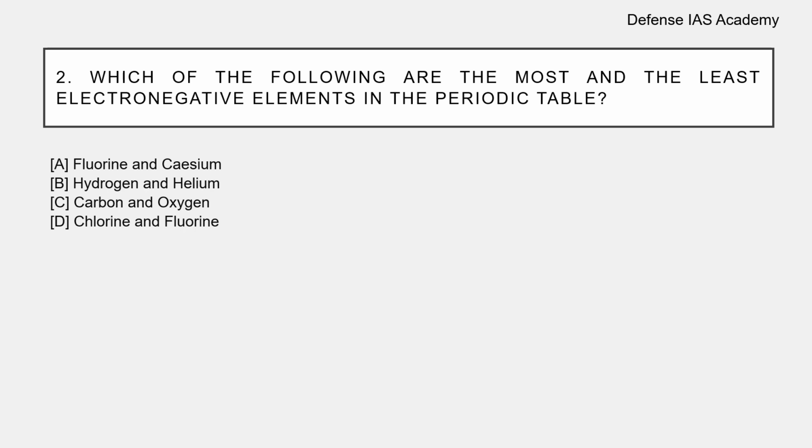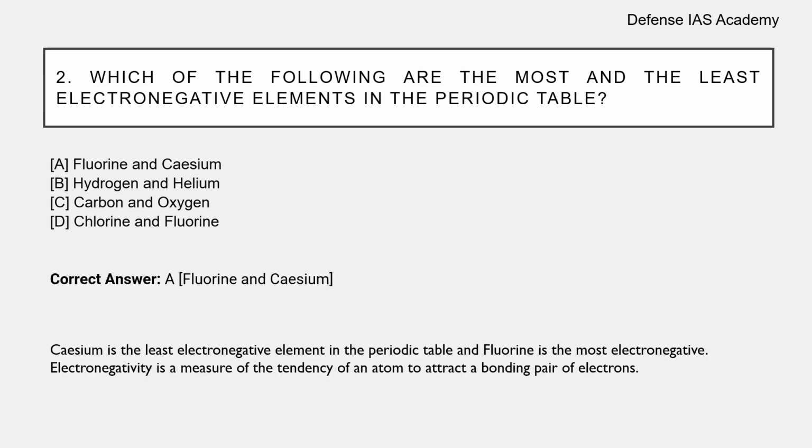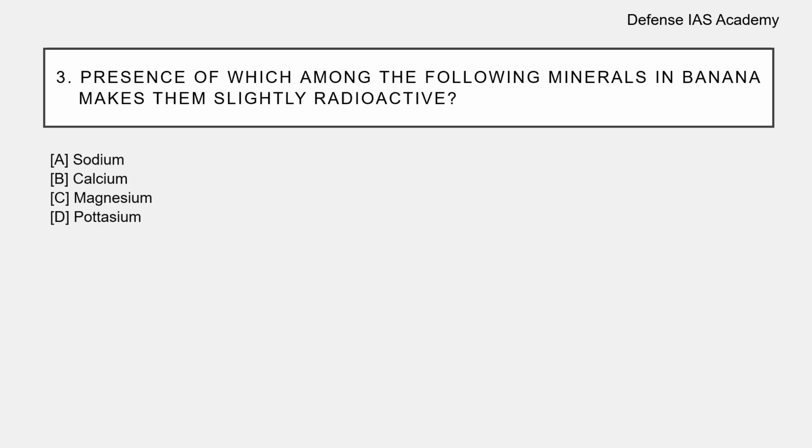Question number 2. Which of the following are the most and the least electronegative elements in the periodic table? Option A fluorine and caesium. Option B hydrogen and helium. Option C carbon and oxygen. Option D chlorine and fluorine. The correct answer is option A fluorine and caesium. Caesium is the least electronegative element in the periodic table and fluorine is the most electronegative. Electronegativity is a measure of tendency of an atom to attract a bonding pair of electrons.